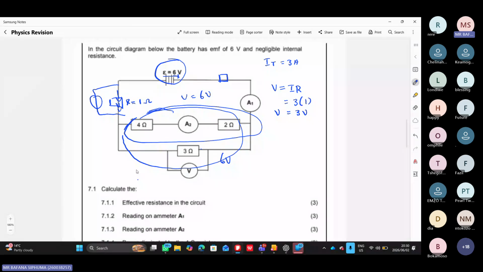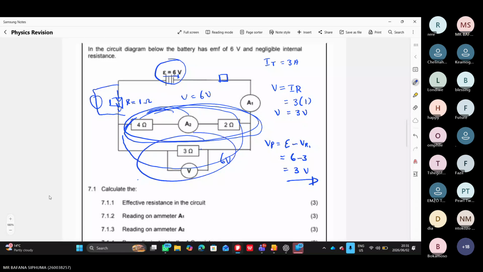So to find the voltage of the parallel branch, V parallel, you are going to say EMF minus the V of R1. So it's going to be 6 minus 3, and this gives you 3V, which means this 3V is the voltage of the parallel branch. Does that make sense? Yes. Okay.